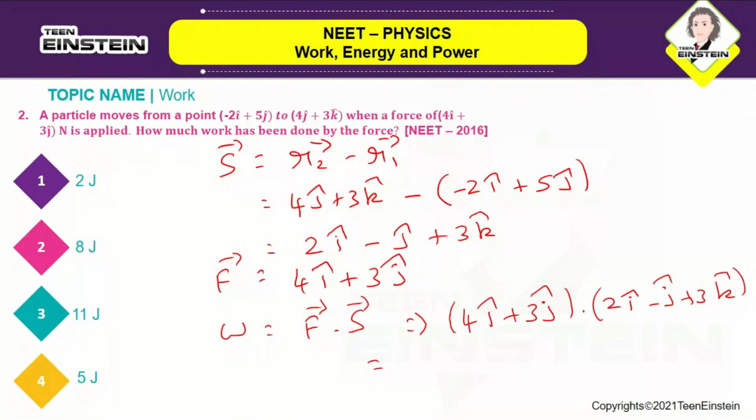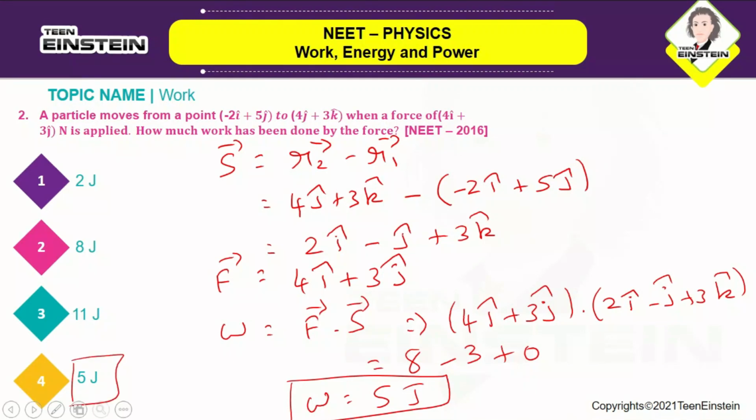If you solve this, 4i into 2i is 8, and 3j into minus j is minus 3, and there is no k component, so that will become 0. So W is equal to 5 joules. So the work done for moving a particle from the point minus 2i plus 5j to 4j plus 3k is 5 joules. So the correct answer is option number 4, 5 joules.